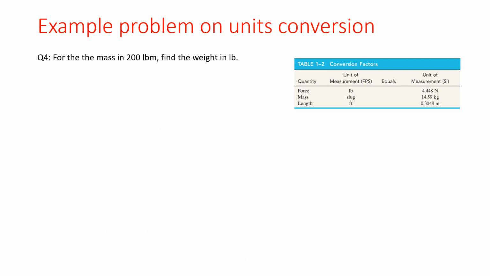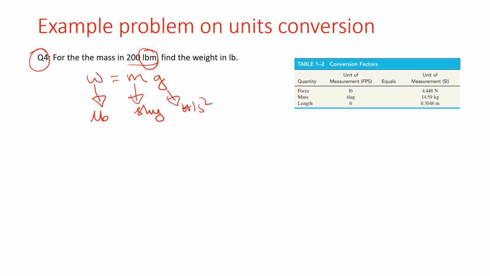Okay. Question number 4. So here the mass is 200 pound mass, so it's not pound, it's pound mass, find the weight in pound. So we need to find the weight. Weight is again mass multiplied by acceleration due to gravity. In order to find this weight in pound, the mass has to be in slug, and this has to be in feet per second square. So this is a standard value, acceleration due to gravity is 9.8, sorry, 32.2 feet per second square. This is a standard value.